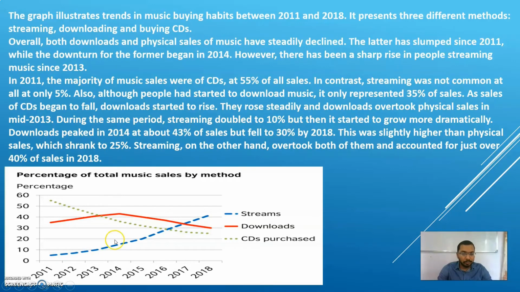Downloads peaked in 2014. See here, 2014, the downloads are at their peak, the highest point, at about 43% of sales, but fell to 30% in 2018. See, the download red line fell to 30% in 2018. This was slightly higher than physical sales, which shrank to 25%. See here, 2018, 25%, between 20 and 30.